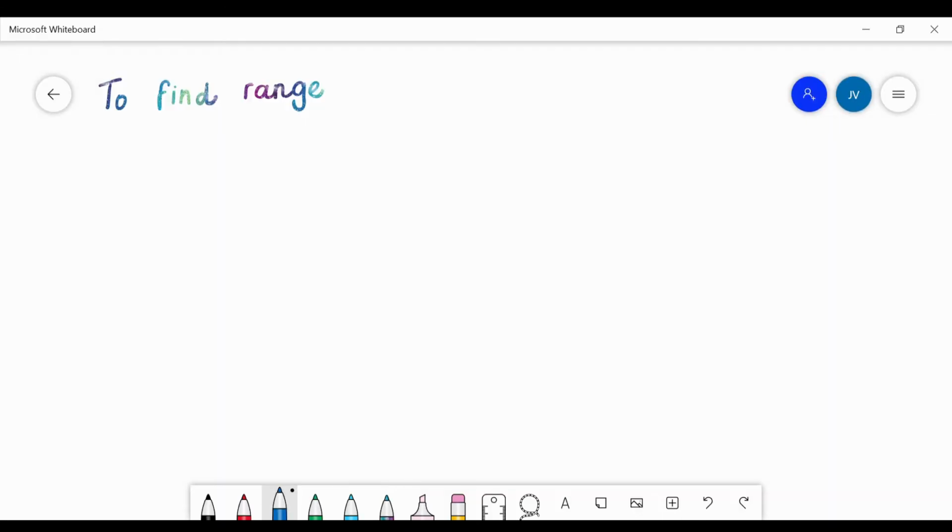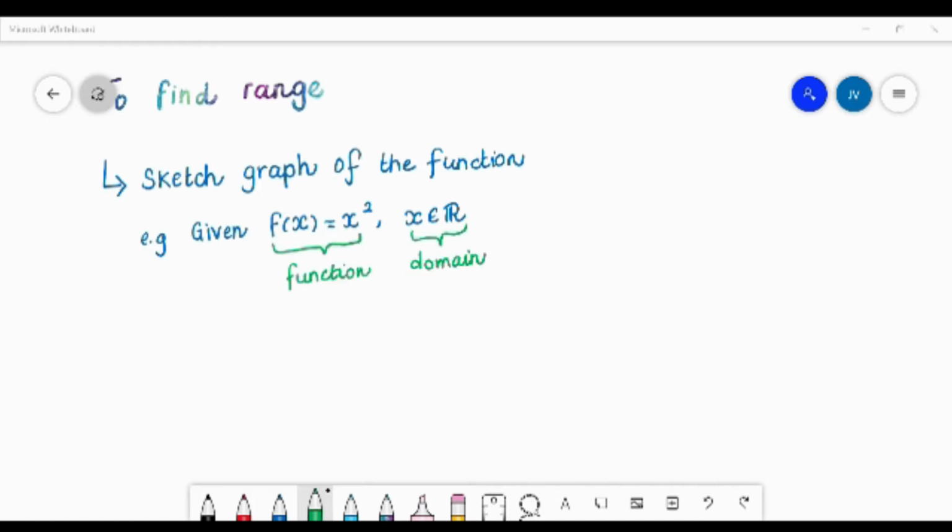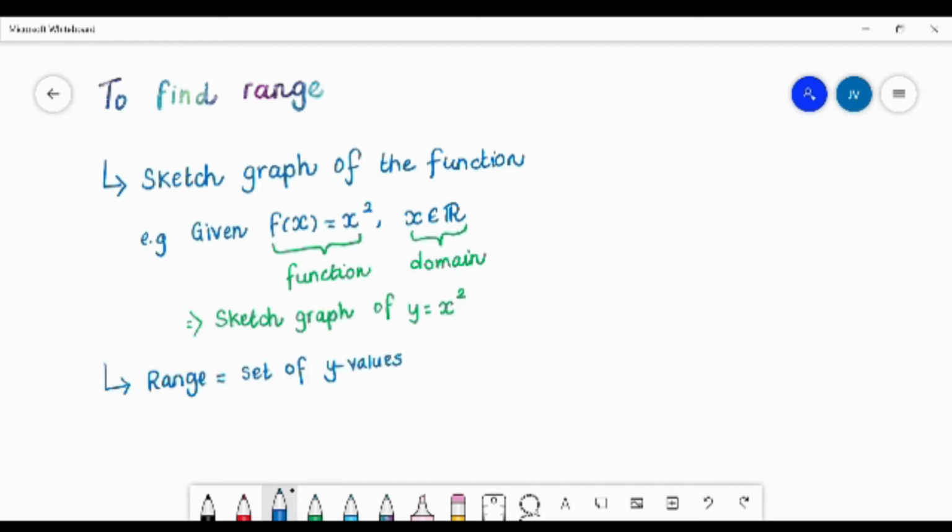Now, how to find range? To find range, we sketch the graph of the function. For example, given f of x is equal to x squared, for x is an element of R. So f of x is equal to x squared is the function, and x is an element of R is the domain. Therefore, we have to sketch the graph of y is equal to x squared. Then our range is equal to the set of y values. To understand this better, let's try to find the range for two examples.